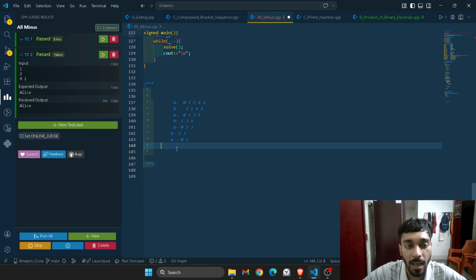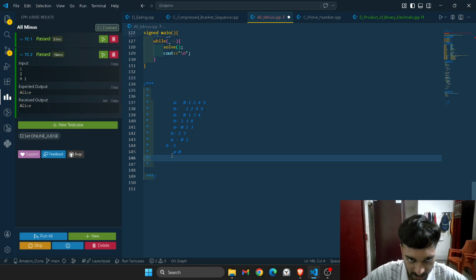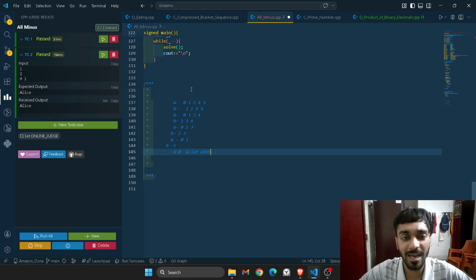Then Alice will remove this 0. Then for Bob, only 1 will remain, and Bob has to make it 0. Then Alice will remove this last 0, and so Alice wins. But here I have not thought of the optimal play. I have just given an example of how this game will work.